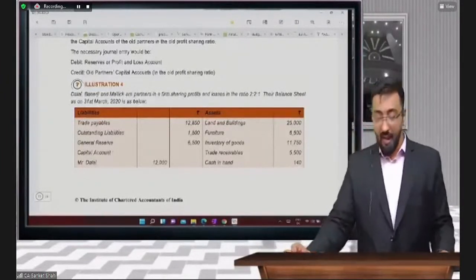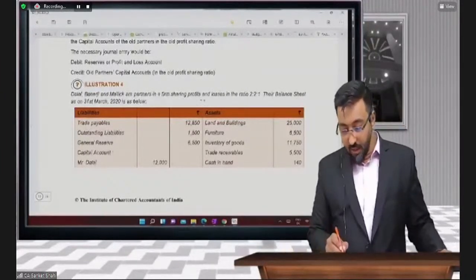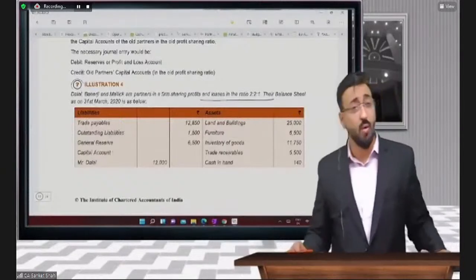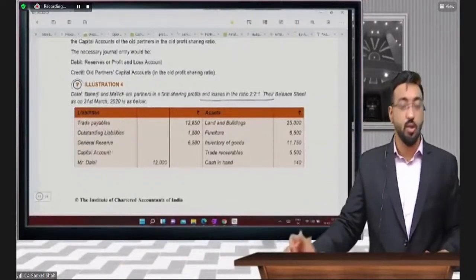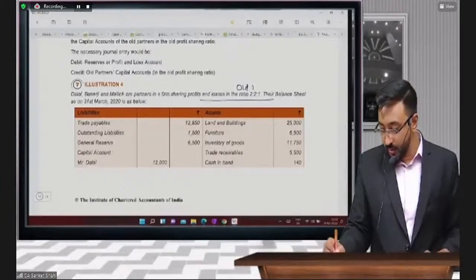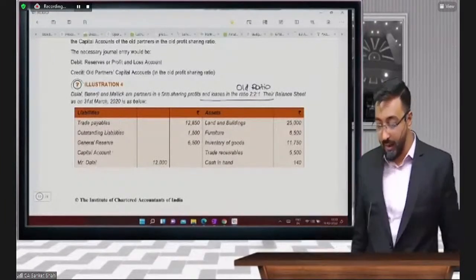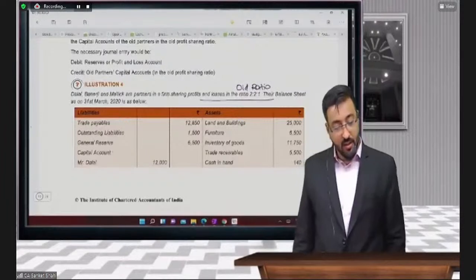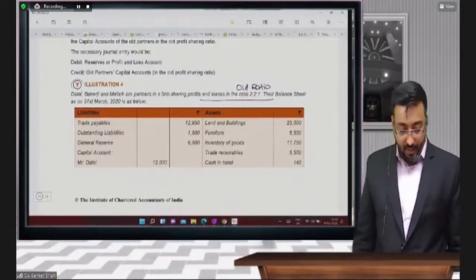Dalal, Banerjee and Malik are 3 partners sharing profit and losses in the ratio of 2:1, sir. Their profit sharing ratio. So beta, this is the old ratio. You can write over there, old ratio. Their balance sheet is given below, 31st March 2020.